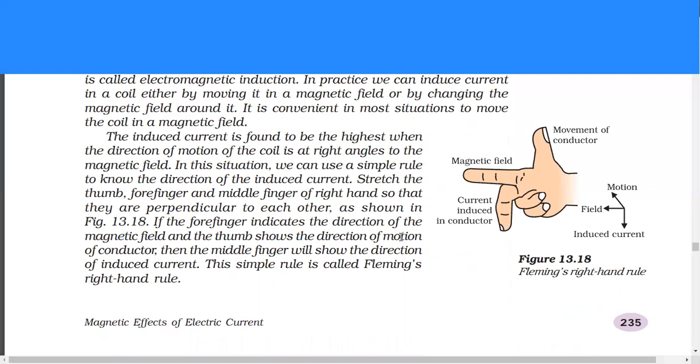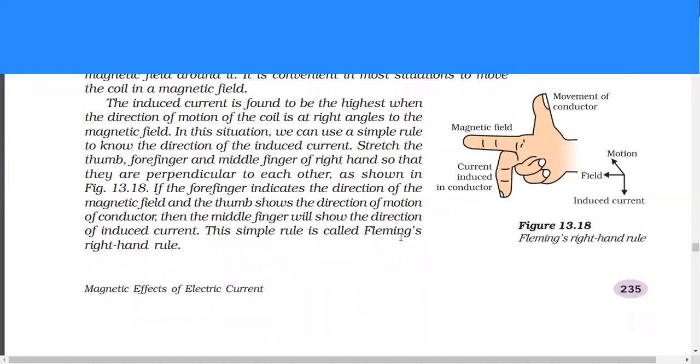In this situation, we can use a simple rule to know the direction of the induced current. Stretch the thumb, forefinger and middle finger of the right hand so that they are perpendicular to each other, as shown in figure 13.18. If the forefinger indicates the direction of the magnetic field and the thumb shows the direction of motion of conductor, then the middle finger will show the direction of induced current. This simple rule is called Fleming's right hand rule.